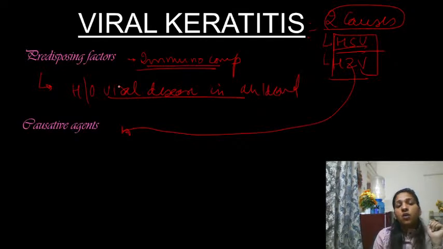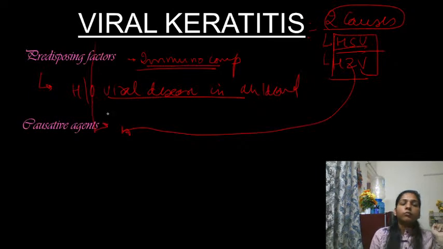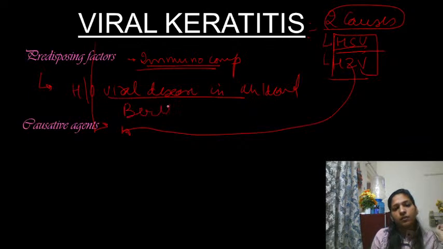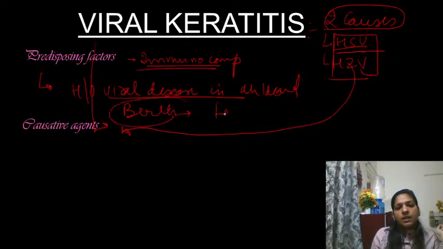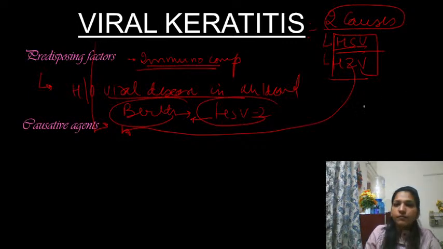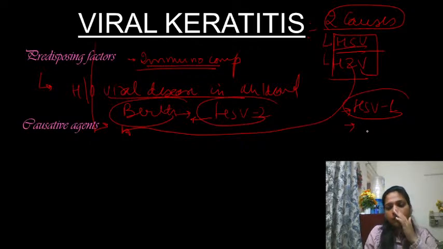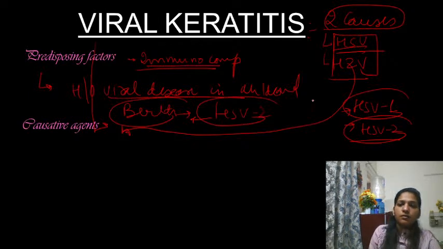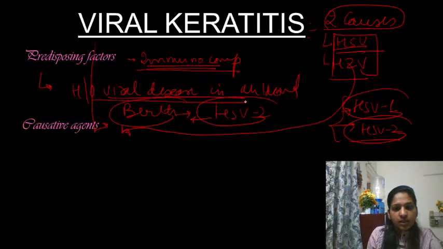Okay, and one cause I have already told you in the conjunctival part, that is during birth. HSV2 is the cause of keratitis if there is an infective birth canal. HSV1 is the cause for above the waist kind of lesions, and HSV2 is below the waist. Okay, this you must be knowing. So immunocompromised, history of viral disease in the childhood. These are the main two causes for viral keratitis.